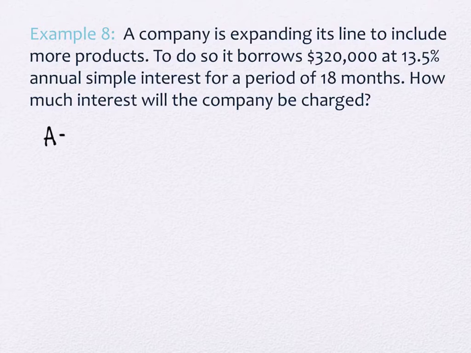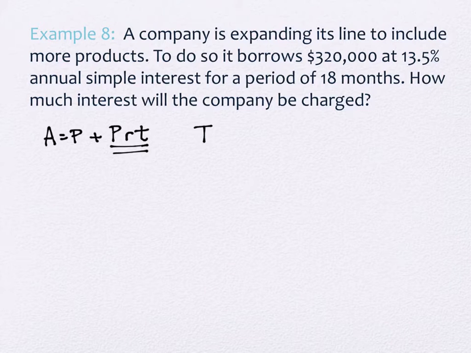So our A equals P plus PRT. It actually asks just how much interest is being charged, so we don't actually need the whole formula. We only need the ending part. So let's just do that part, I equals PRT. So the P, the principal, the amount they're borrowing is what? $320,000.